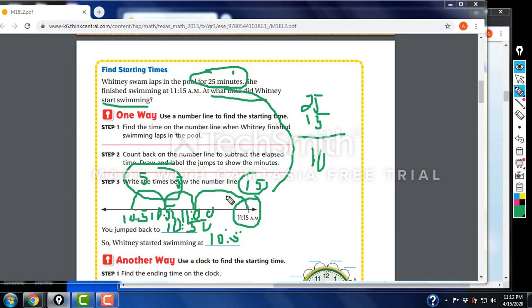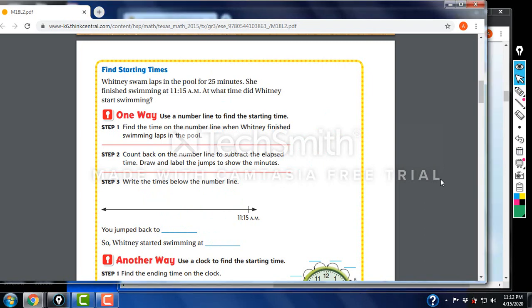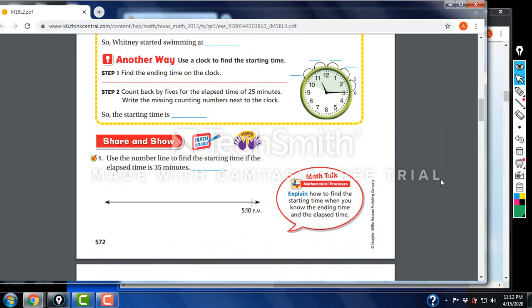You can also go by fives if you want. You're still going to end up at 10:50. Or you could have used the analog clock. If you use the analog clock, it's the same thing. You start at 11:15 and then you count backwards. 5, 10, 15, 20, 25, and what did you fall on? You went back to the 10, and then if the clock keeps going back here, this is 11, and then it goes back 10:55 and 10:50. So it's still 10:50.